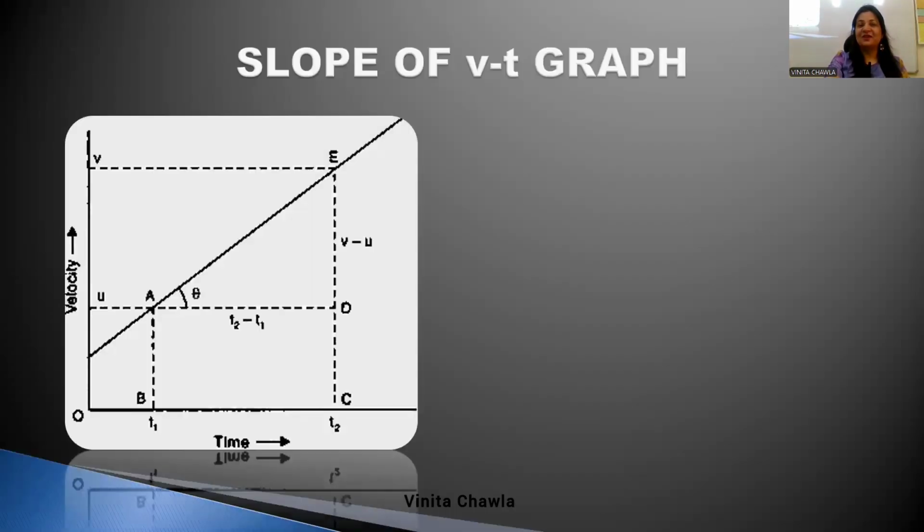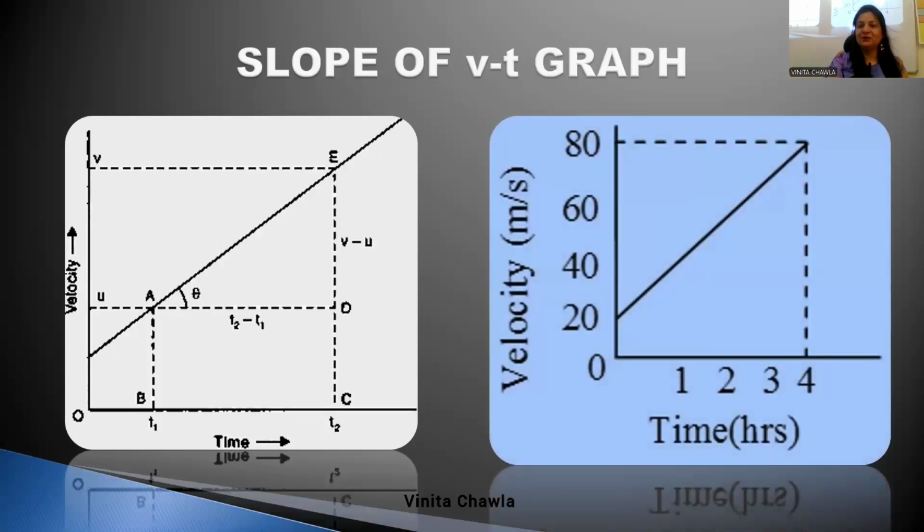Slope of the VT graph gives acceleration. So can you find acceleration from this graph? How will you find acceleration? Choose 2 points on this graph. What are the coordinates of this point? 0, 20. And coordinates of this point? 4, 80. So we have to find the slope, and the slope of the VT graph gives acceleration. Find acceleration now. Do it.